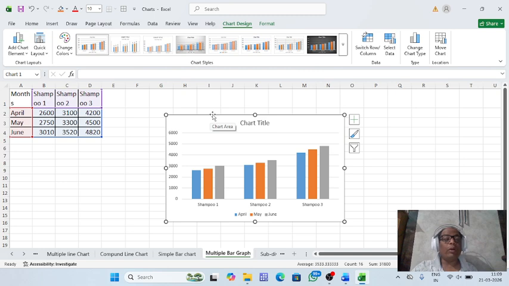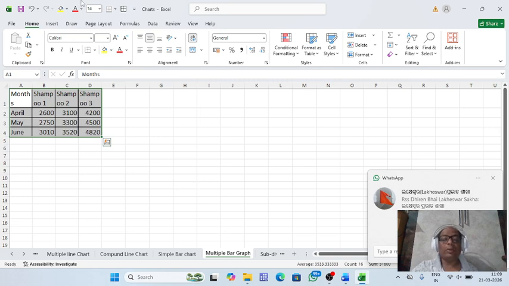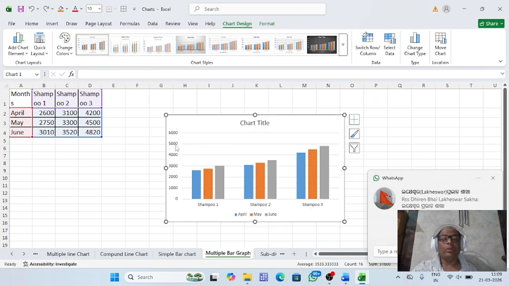When you have one time series, and along with that you have three sales data or three variables, then you'll use this chart.